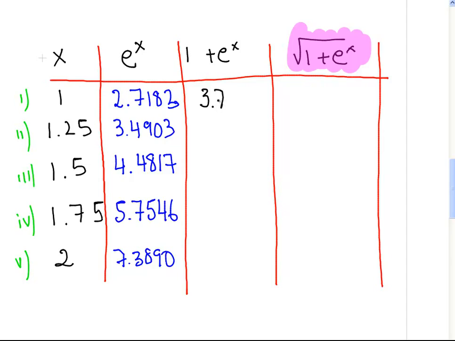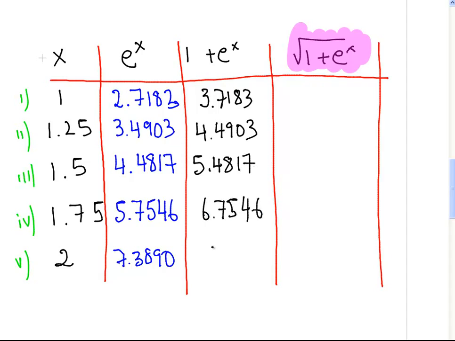So this is 3.7183, 4.4903, 5.4817, 6.7546, and 8.3890. Now we're going to get the square root of each of those numbers, which is again just a bit of calculator work. So the square root of 3.7183, the bit of rounding error is inevitable, so don't worry about it too much.